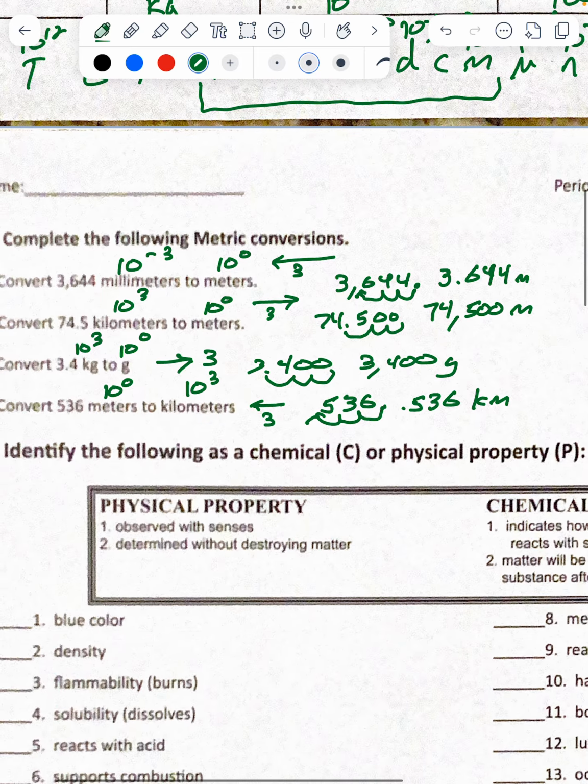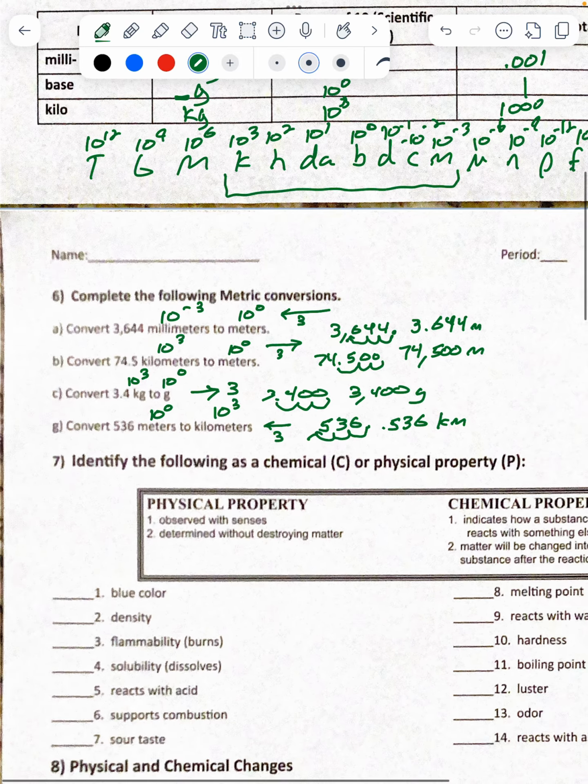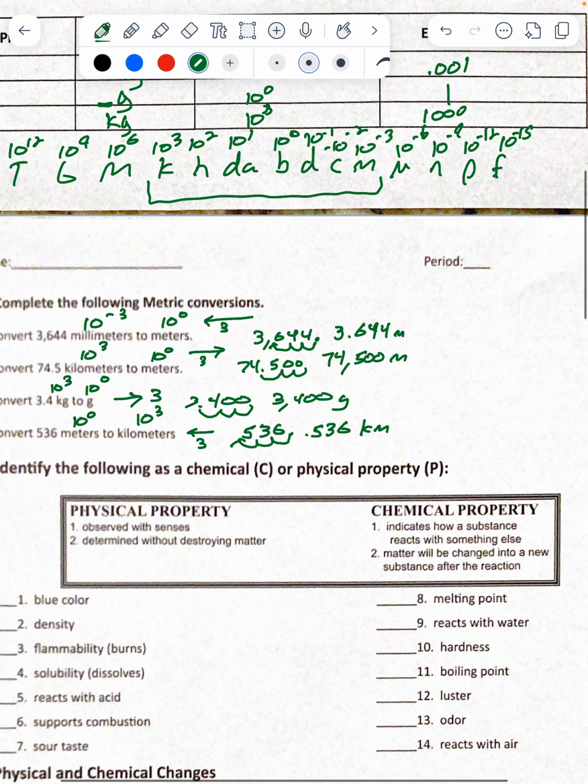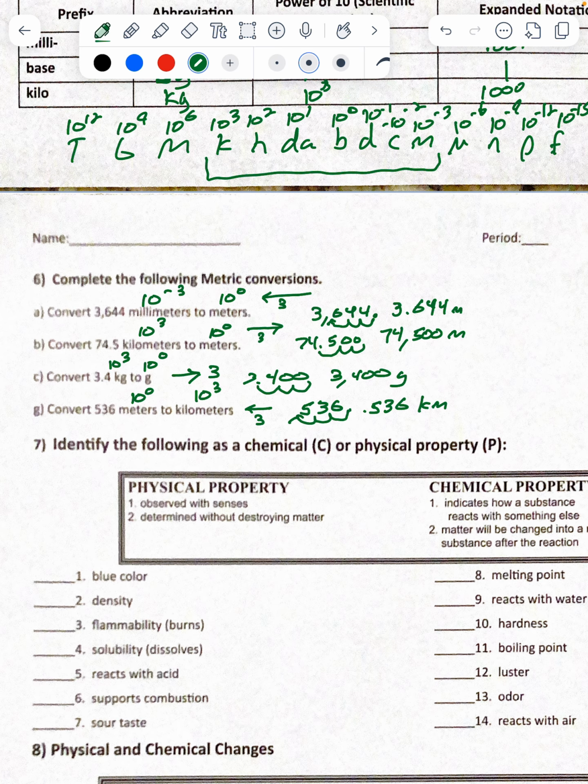Okay, moving on to physical and chemical properties. So the main thing here is physical properties are things that you observe without actually changing the substance at all. Chemical is if it reacts with something, if it burns, things like that, that means you're going to change it to where it can't go back. Okay, so if I were looking at this blue color, that's just something I see, nothing's changing, so this would be a physical property.